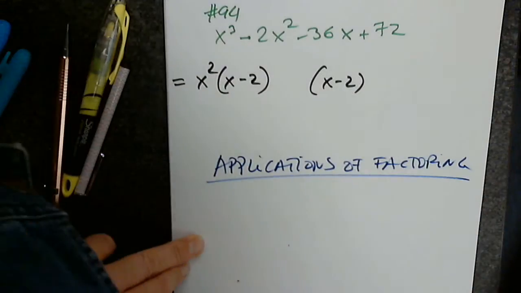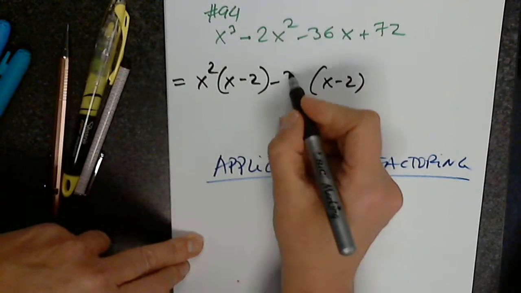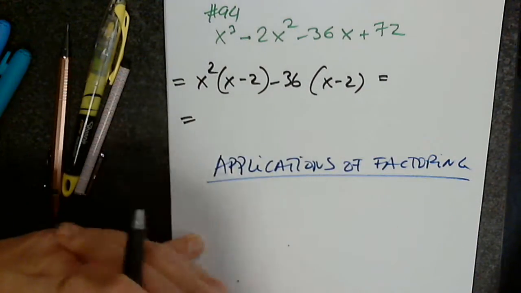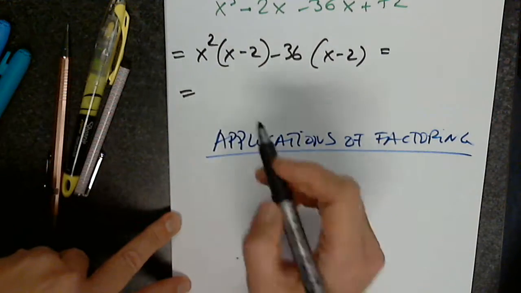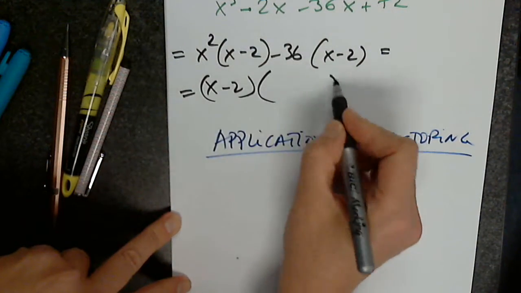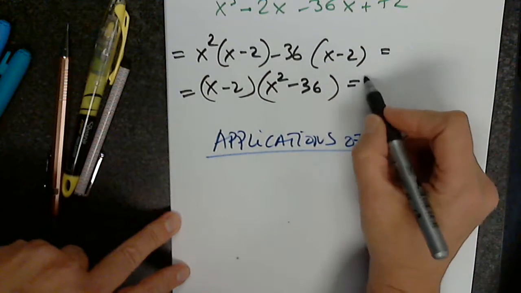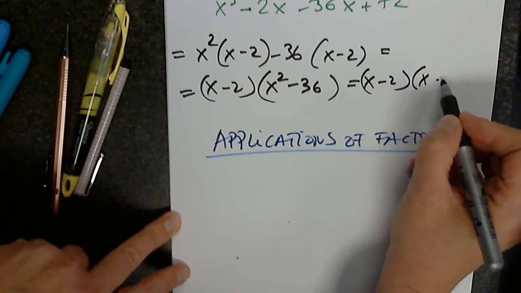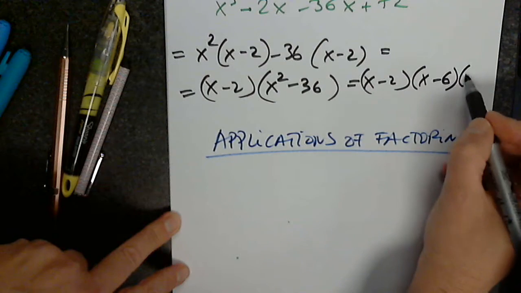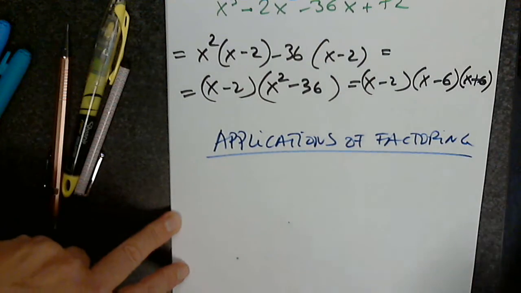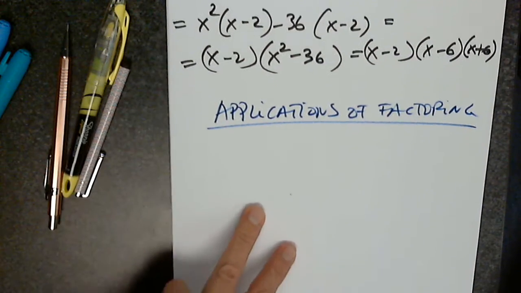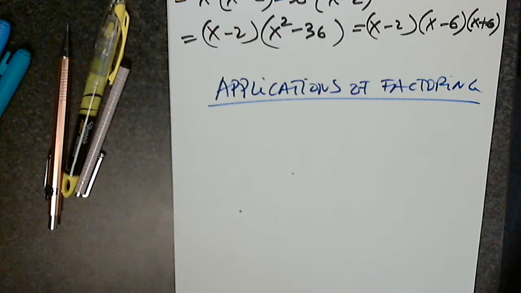Now I look. Negative 36. What comes out? What is left? Which I know how to factor. Very good. Excellent. Okay, applications of factoring.